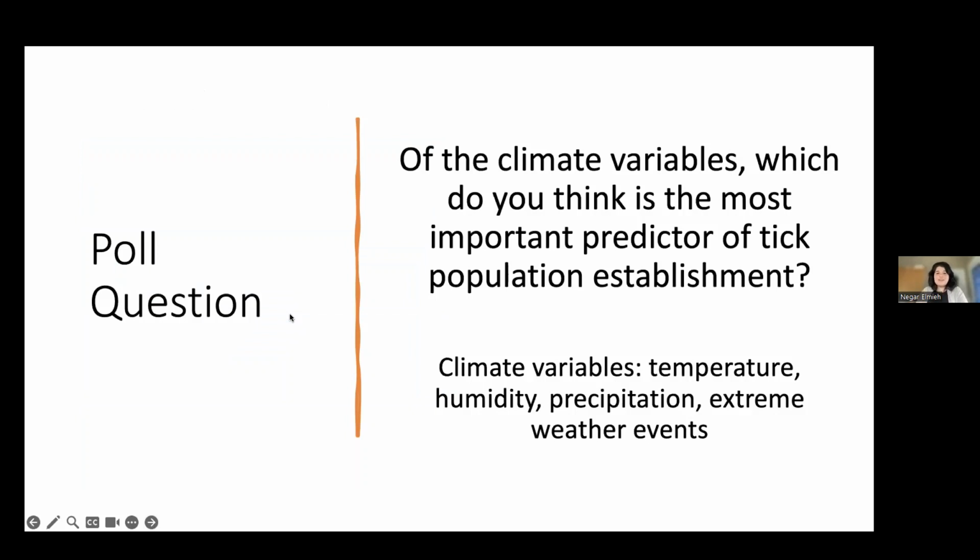And so another poll question for you: of the climate variables, which do you think is the most important predictor of tick population establishment? And a reminder that the climate variables are temperature, humidity, precipitation, and extreme weather events. For another minute for people to answer.